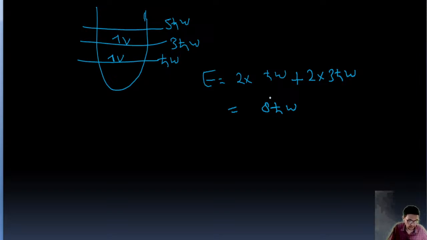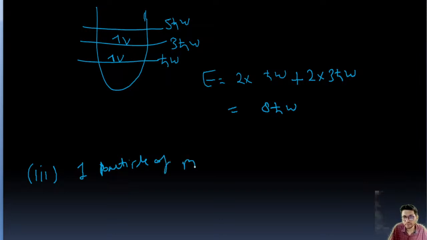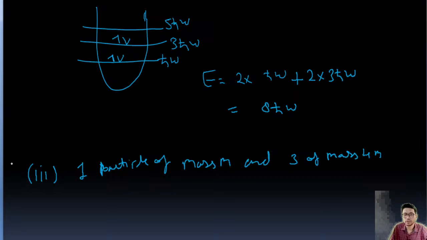Option B, this is 8 ħω, guys. Okay, now the third option we will take. The third option is one particle of mass m and three of mass 4m. Okay, now we'll check for this.